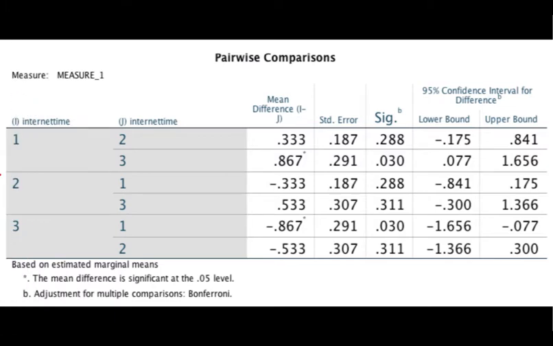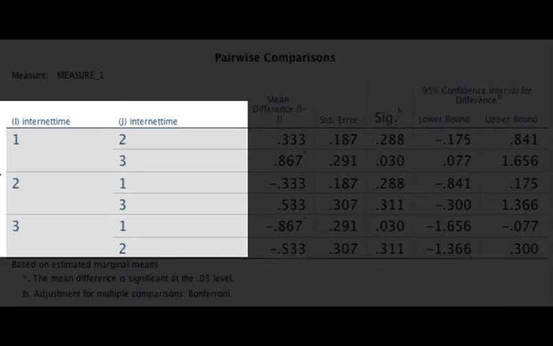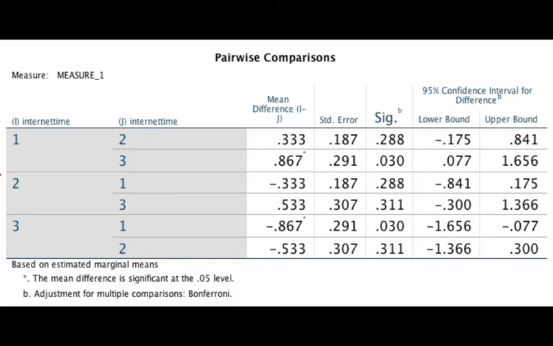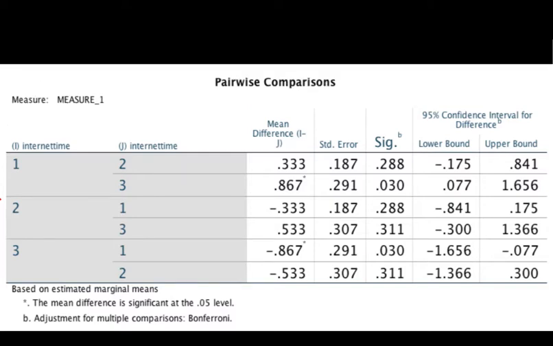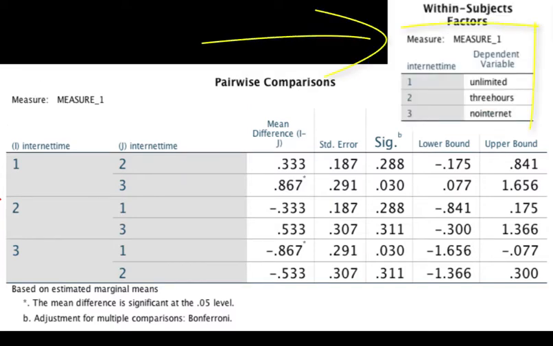When you have a statistically significant F, you should look at your pairwise comparisons, but we only do this when our ANOVA results are statistically significant. Our results were statistically significant, so we'll look at these pairwise comparisons. These are post hoc tests with the Bonferroni correction. Notice that there are numbers 1, 2, and 3, and then repeated. Earlier, when we conducted our analysis, we defined the variables as such. 1 equals unlimited, 2 equals 3 hours, and 3 equals no internet.